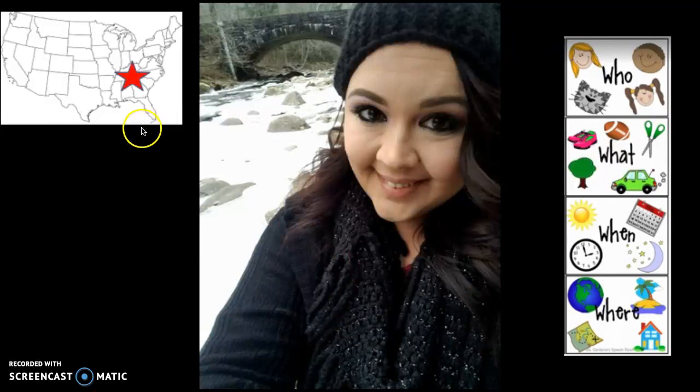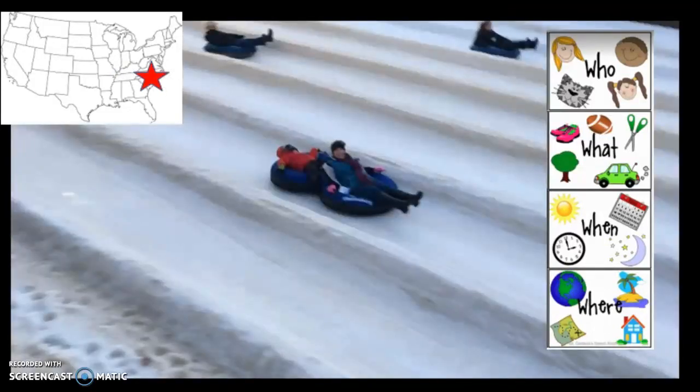Okay, we're still in Tennessee, just a different part of Tennessee. Looking here at the picture, I'm wondering, what season is it? Okay, now I'm headed east over to North Carolina. Let's look at the picture. What kind of clothes do you wear in the snow?